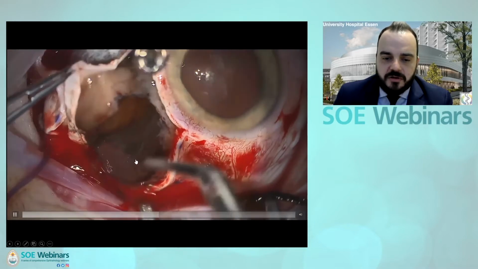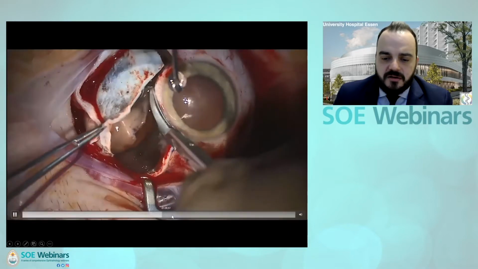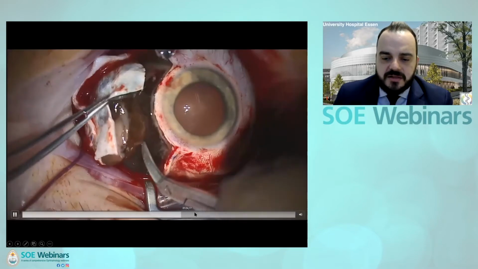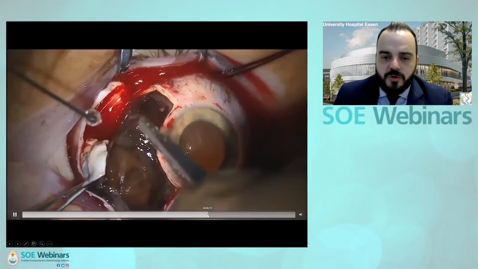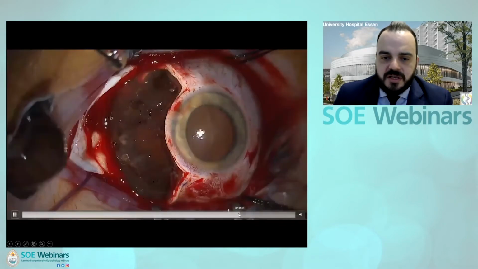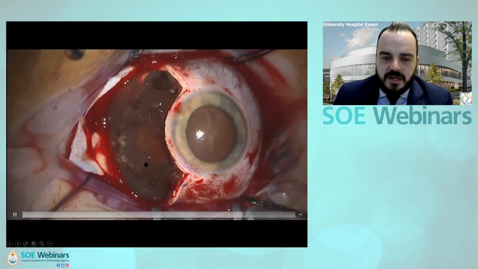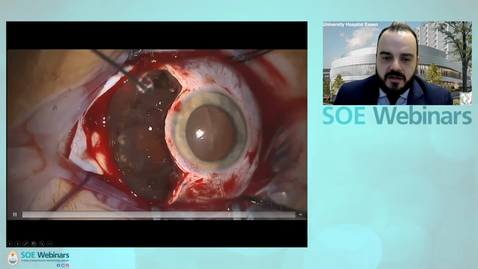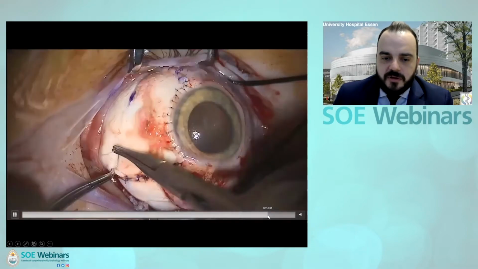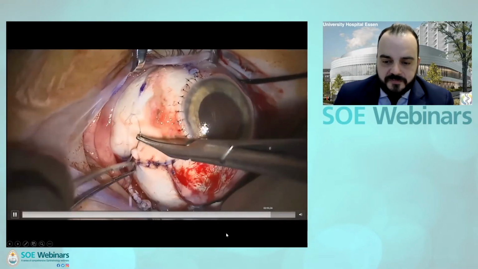This is the retina, what you can see here, and of course we will go 360 and then separate the tumor, remove the tumor very carefully. What you see here is the retina actually, and the hair palm of the patient, and then we close the flap with many sutures.